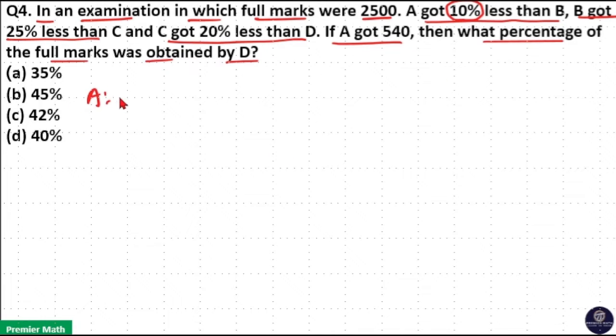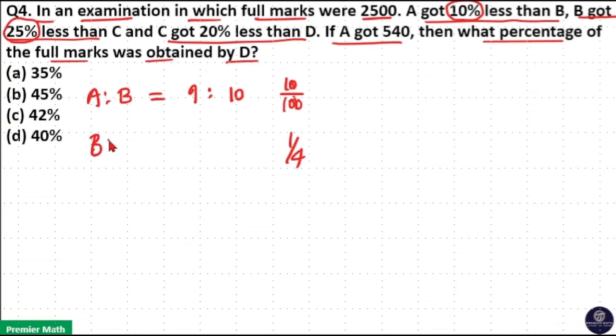That means A is to B ratio will be, here 10% less than means 10% is 10 by 100, which is equal to 1 by 10. So if B got 10 marks, then A got 1 less than 10, that is 9. So 9 is to 10 is the ratio of A and B. Again, B got 25% less than C. So 25% means 25 by 100. Here 25 goes 4 times in 100. So I will write it as 1 by 4.